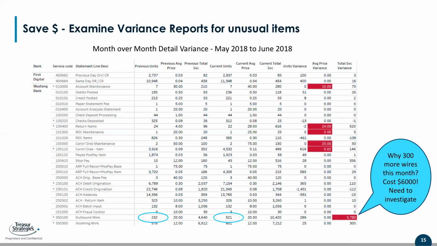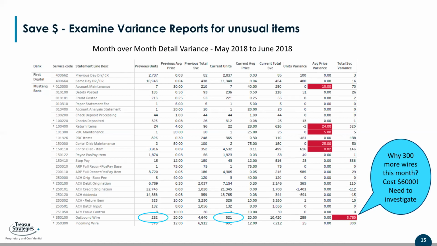So I'm comparing this month to last month. And it highlights any variance that's bigger than a pre-established percentage. So all you technically have to do is look for any box that's green or red and take a look at that and see if it's meaningful to you. I've highlighted one down on the bottom here that does seem meaningful. The outbound wires for our sample company here.